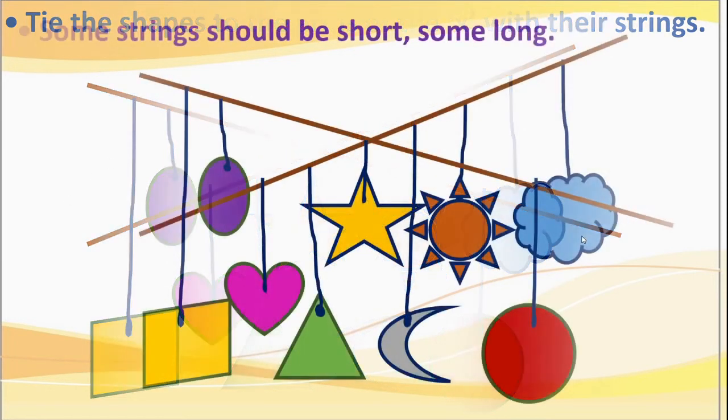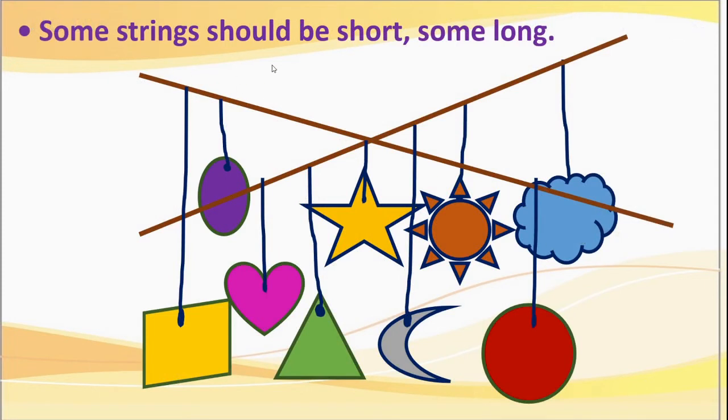Next step is, some strings should be short and some long. Here we can see some are short. See, this square string is long. What about this oval string? This is small or short. Here you can see the star string is short. Flower string is also short.